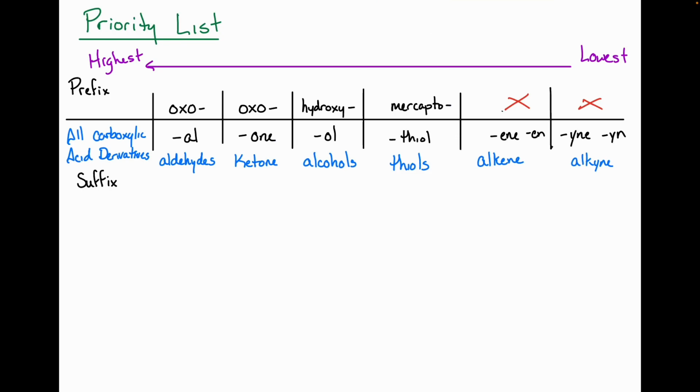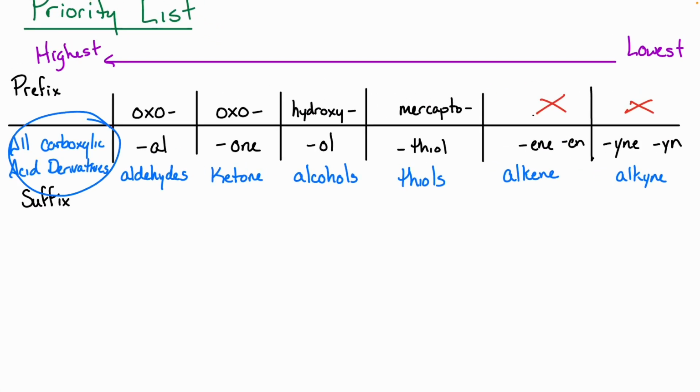But then what do we do when we have a carboxylic acid and, for example, an amide in the same molecule? We're not going to deal with those special case scenarios. This is the priority list we're going to work with, and we're just going to say that all of our carboxylic acid derivatives sit at the top of this priority list.